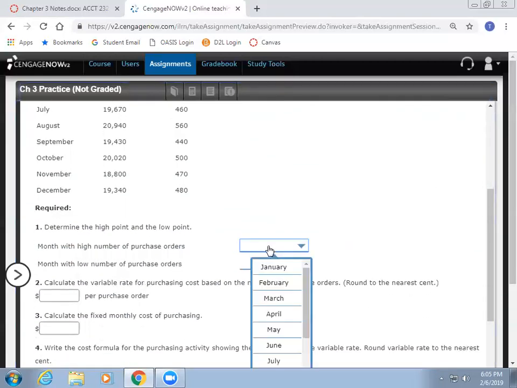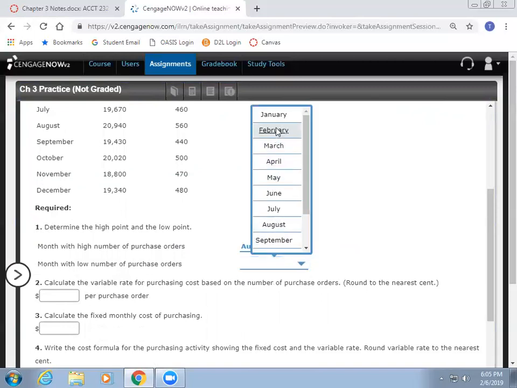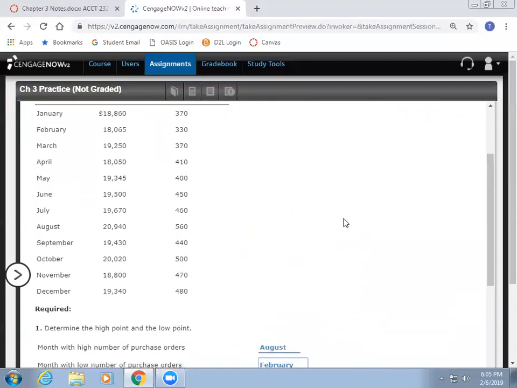So the month with the highest number you said was August, which is correct. And then the low was February. So I'm going to basically look at just that data. So in August, I had 20,940 in costs, and that was with purchase orders of 560.